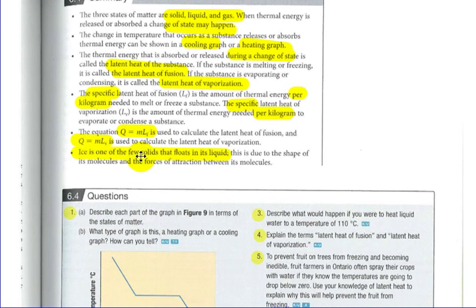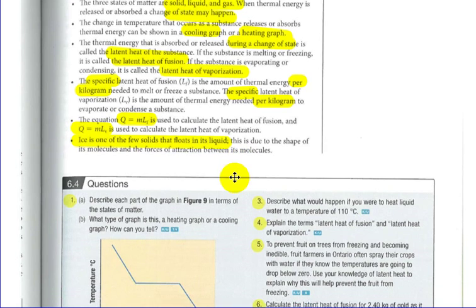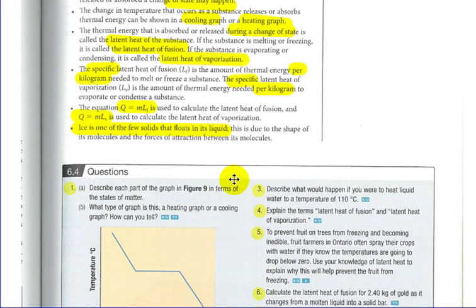The equation Q equals M times LF is used to calculate latent heat of fusion or freezing, and Q equals MLV is used to help calculate latent heat of vaporization or condensation if, again, we use a negative. And then ice is one of the few solids that floats in its liquid. This is due to the shape of its molecules and the forces of attraction between its molecules.